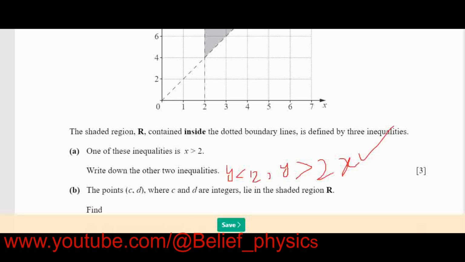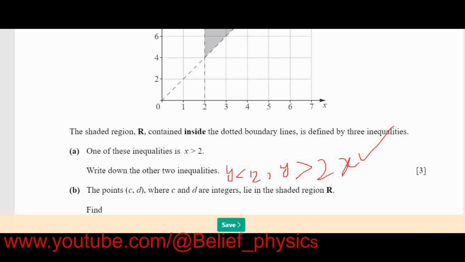The B point is the point (c, d). So (c, d) is some point whose x coordinate is c and y coordinate is d, and c and d are both integers, so they cannot be in decimal form. They can be 1, 2, 3, 4, 5, 6, 7, 8, 9, 10. They cannot be 1.1 or 2.2, so these will be in the integer form.